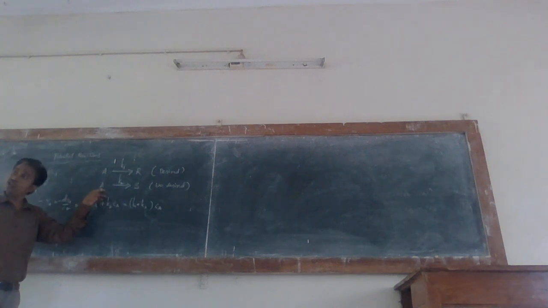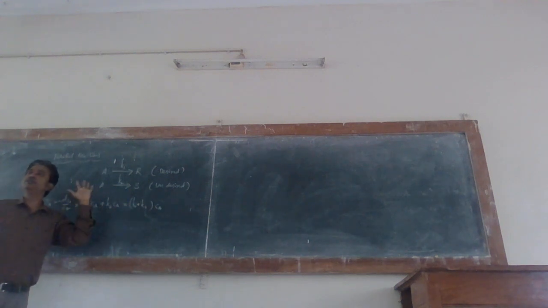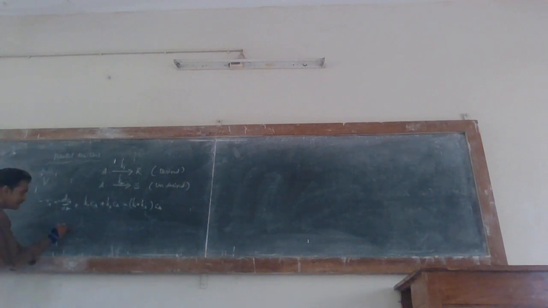This is also a reaction, and this also has some rate. So for this reaction, what is the rate? Minus RA is equal to minus dCA by dt is equal to K2 CA. So overall, what is the rate of A? K1 CA plus K2 CA. That means (K1 plus K2) CA. So minus dCA by dt is equal to (K1 plus K2) into CA.